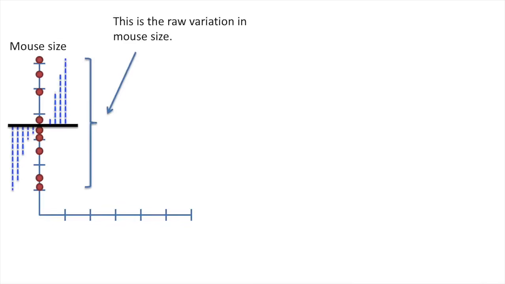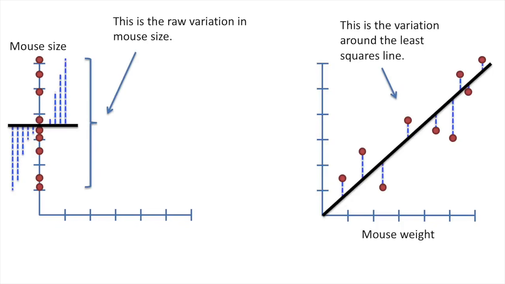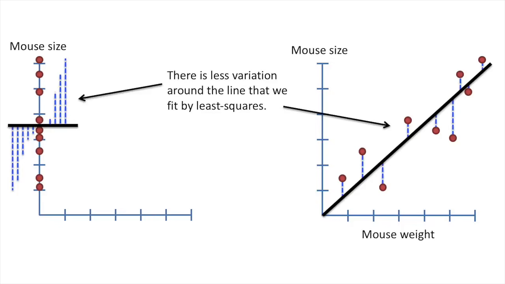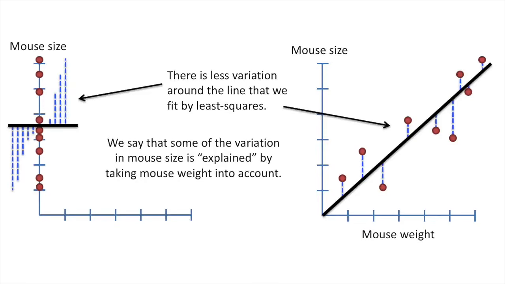This is the raw variation in mouse size. And this is the variation around the least squares line. There's less variation around the line that we fit by least squares. That is to say, the residuals are smaller. As a result, we say that some of the variation in mouse size is explained by taking mouse weight into account. In other words, heavier mice are bigger, lighter mice are smaller.